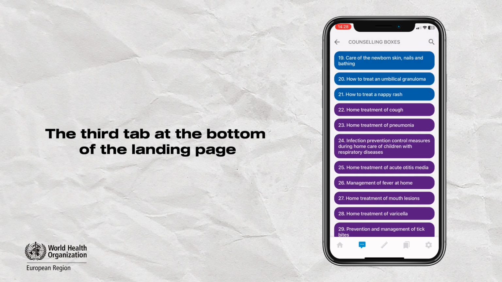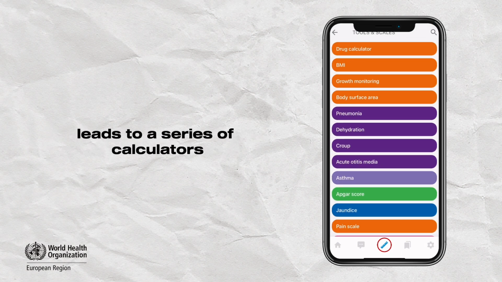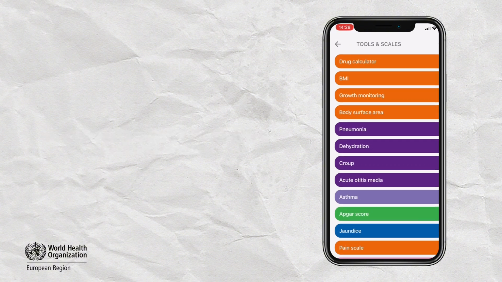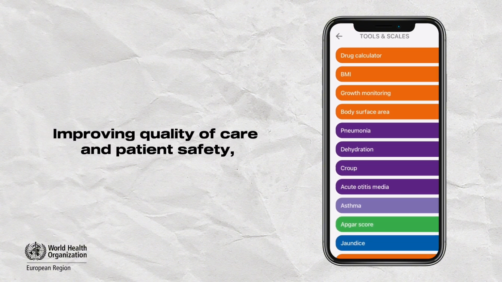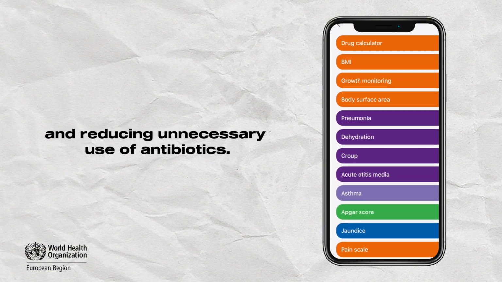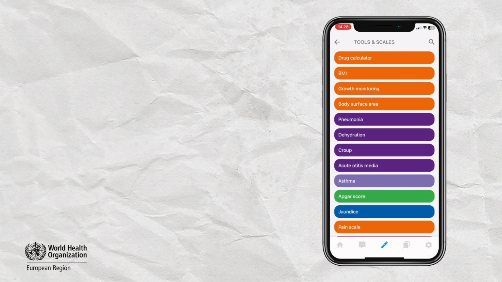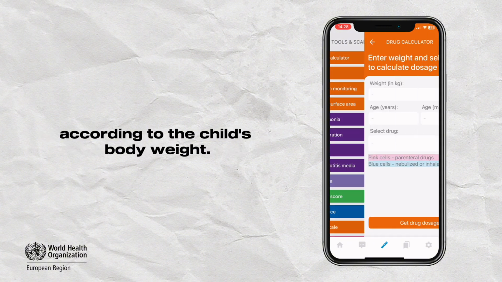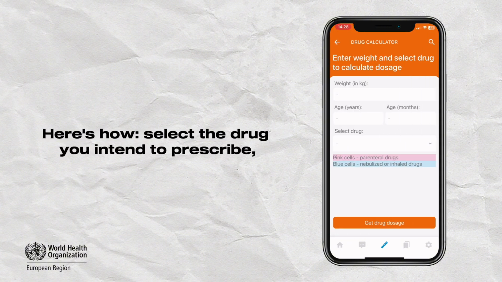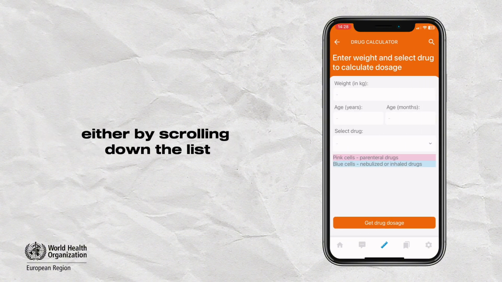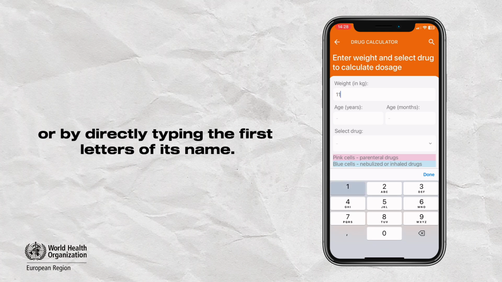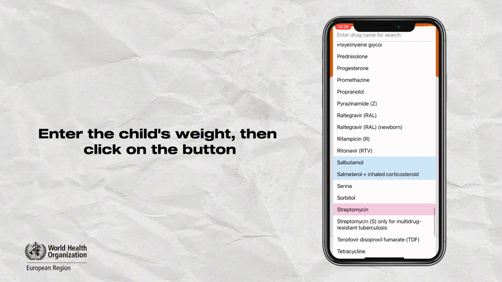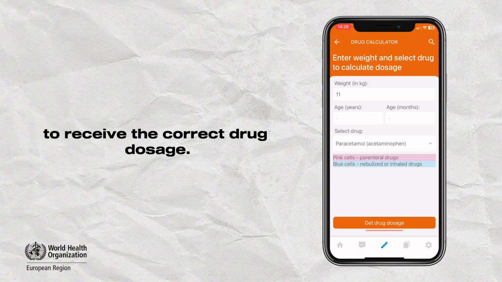The third tab at the bottom of the landing page leads to a series of calculators and other useful tools to support health providers in their work, improving quality of care and patient safety, and reducing unnecessary use of antibiotics. For example, you can use the calculator to determine drug dosages according to the child's body weight. Here's how. Select the drug you intend to prescribe, either by scrolling down the list or by directly typing the first letters of its name. Enter the child's weight, then click on the button to receive the correct drug dosage.